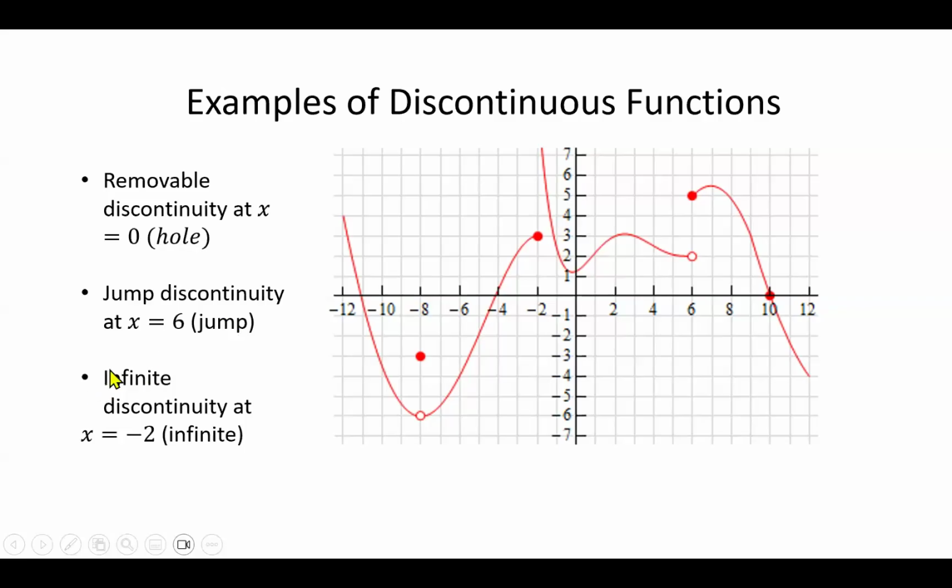And last, the infinite discontinuity. This occurs when the graph literally goes to infinity or negative infinity. And we saw that at -2. Notice that it doesn't matter if it's not both sides, because from the left, the graph is going to 3, but from the right, the graph is just going to infinity. So this is classified as an infinite discontinuity.